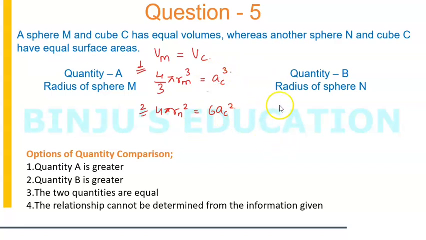So let's solve the first one. Rm cube is AC cube into 3 divided by 4 pi. Now, if you talk about 3 divided by 4 pi, so pi is 3.14. So approximately I can say that this value will be roughly equal to 1. It will be definitely less than 1. It will be like 0.95 or 0.96 something. But roughly I can say it will basically be equal to 1.